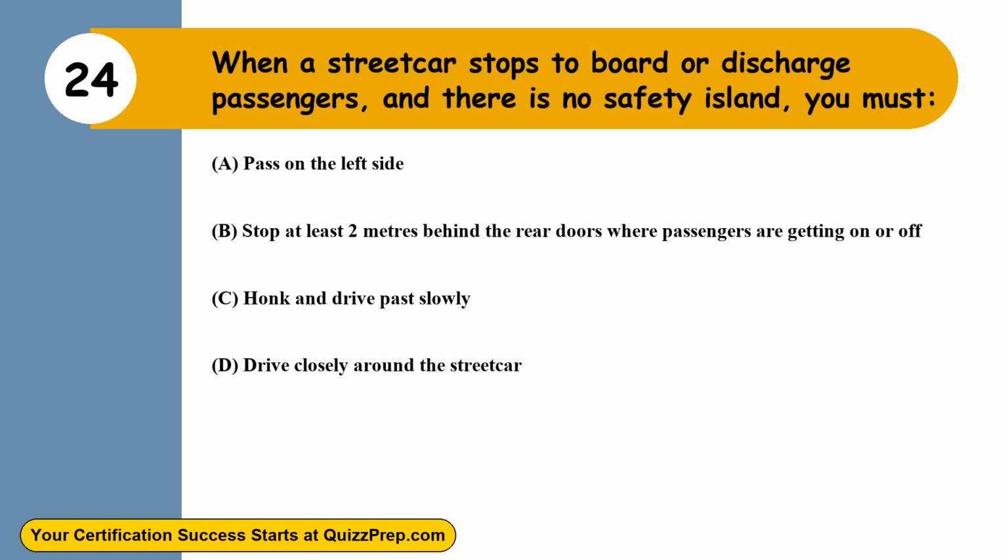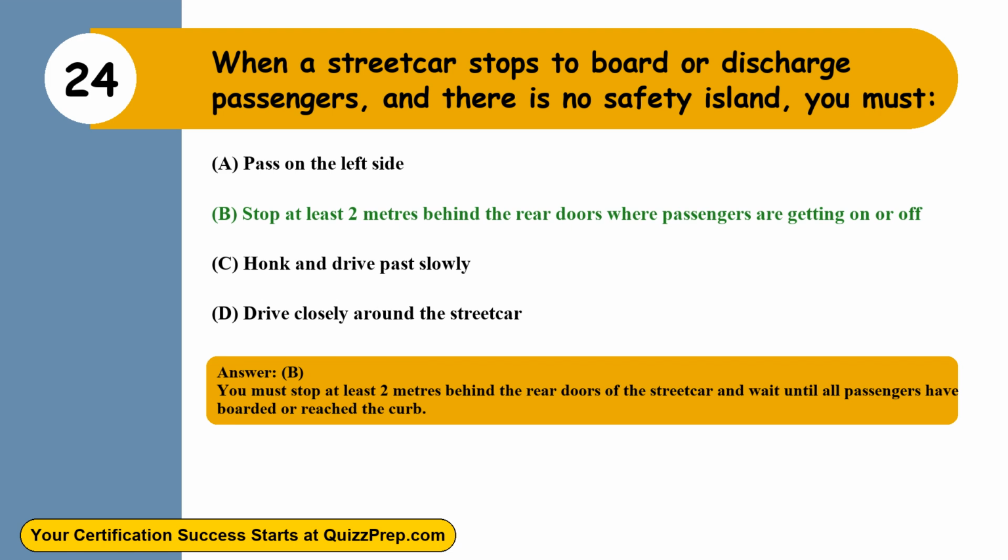Question 24. When a streetcar stops to board or discharge passengers, and there is no safety island, you must: Option A. Pass on the left side. Option B. Stop at least 2 meters behind the rear doors where passengers are getting on or off. Option C. Honk and drive past slowly. Option D. Drive closely around the streetcar. The correct answer is option B, stop at least 2 meters behind the rear doors where passengers are getting on or off. You must stop at least 2 meters behind the rear doors of the streetcar and wait until all passengers have boarded or reached the curb.